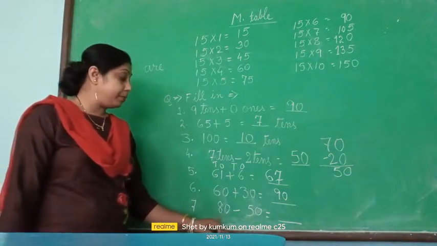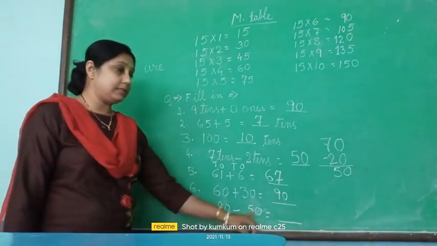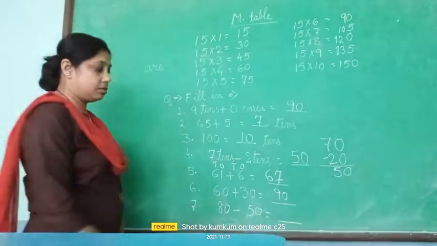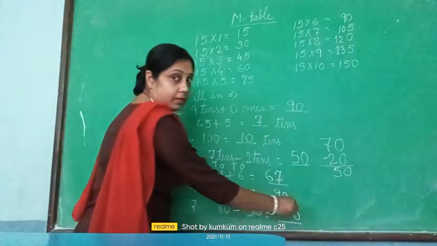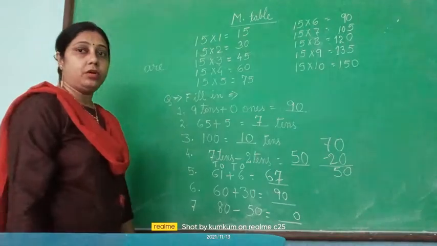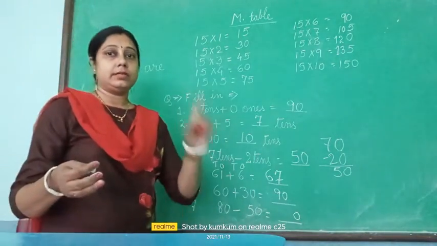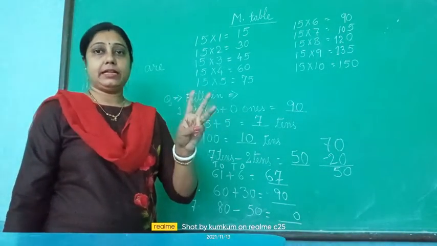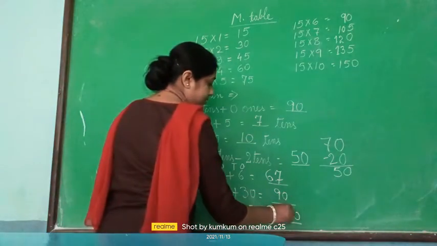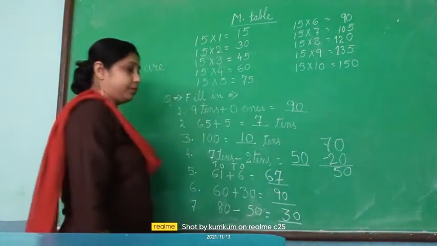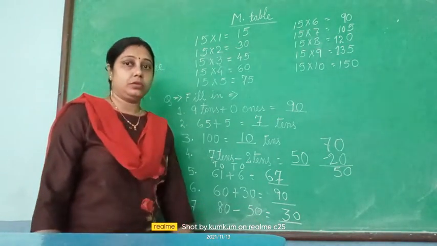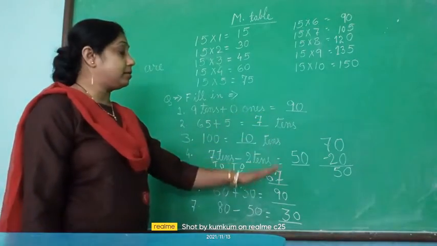Next one, 80 minus 50. So it is also a simple minus, but see in the ones house zeros are there, so we will write here 0. We are going to write here 0 and 8 minus 5, or from 5 you can forward count 6, 7, 8. That means 3. So we are writing in the tens place 3. So 80 minus 50 will become 30.